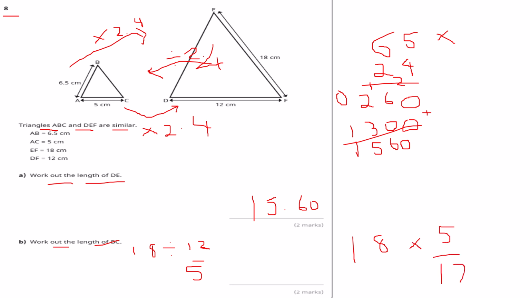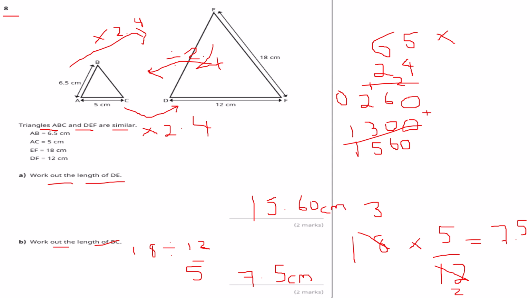Let's do some cancelling. Let's divide this and this by 6, so we get 3 and we get 2. 3 times 5 is 15, all over 2. And I get 7.5. So that'll be 7.5. And let's not forget our units. That'll be centimeters, and that's also centimeters for part A.